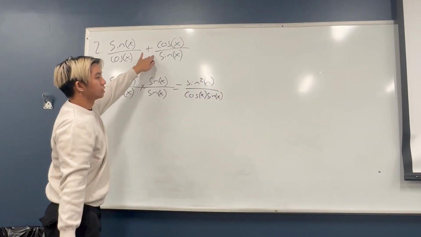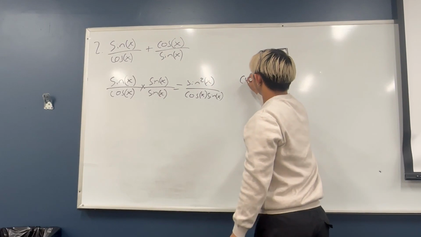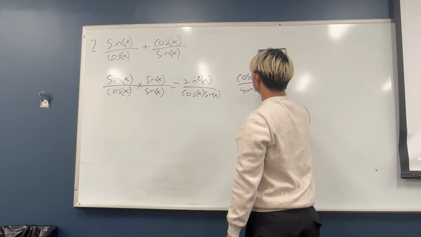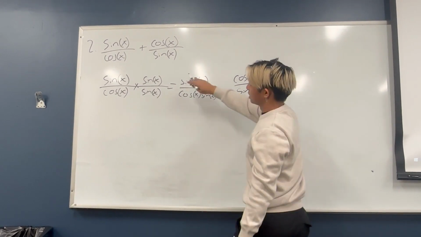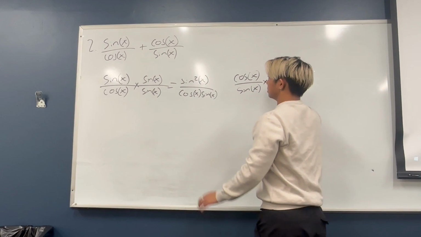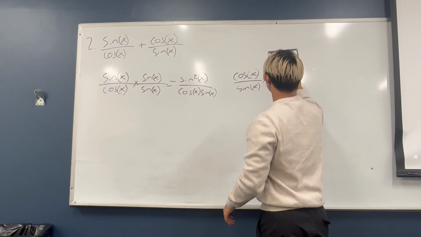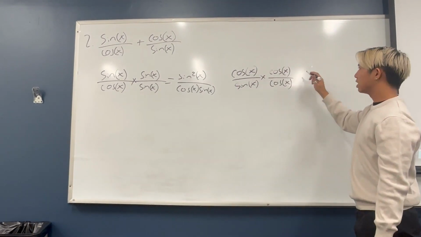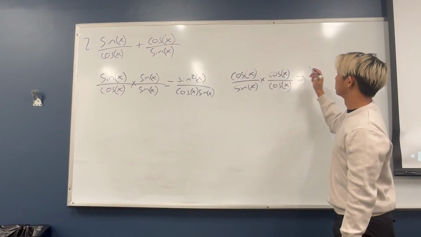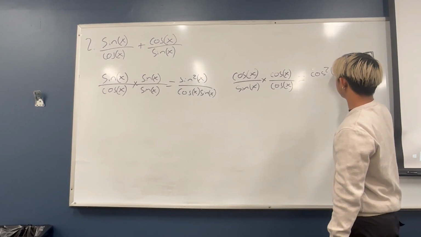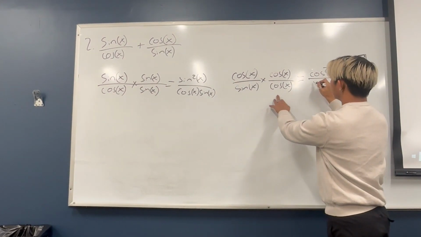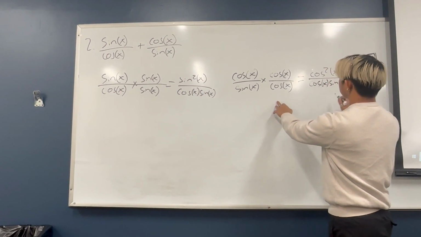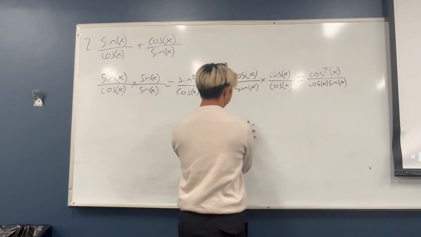I'm going to do the same thing to this one. So I'm going to write this out as cosine of x over sine of x multiplied by the denominator of the other one, which is cosecant of x on top and bottom. So if we multiply across, what do we get? We get cosine times cosine, which gives us cosine squared of x, all over, again, cosine of x sine of x.